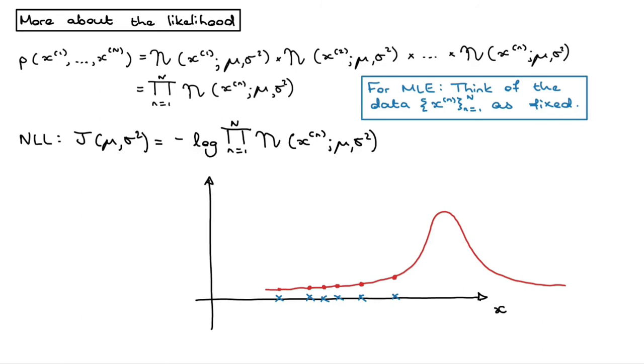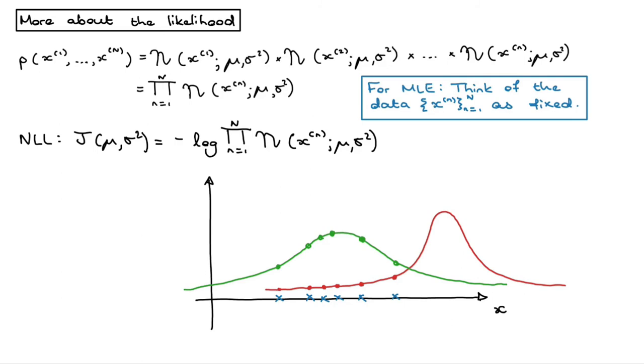Now let's say we've got some other guess for our mu and our sigma squared, and that guess looks something like this. For this guess of mu and sigma squared, we're going to multiply a number here with a number here, multiply all of those together, and that gives us the likelihood for this guess. So let's take a third one.